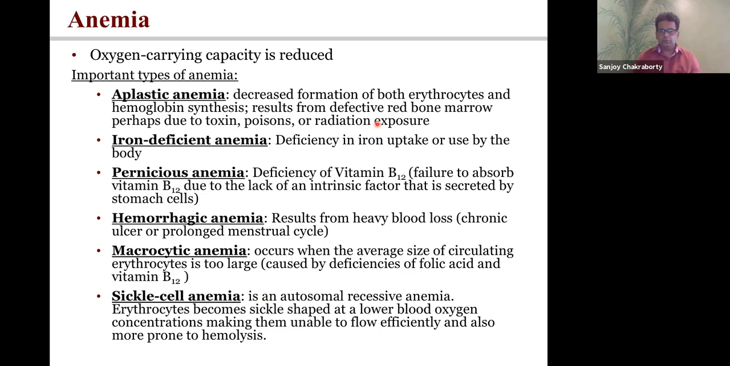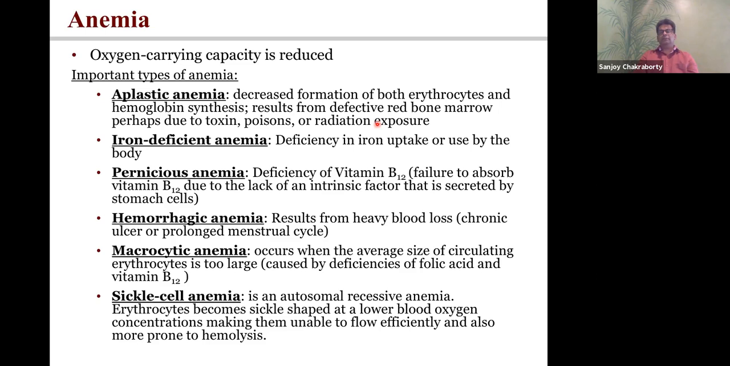Iron deficiency anemia. We know we can use iron to make a heme group. If we do not make a heme group, we cannot make hemoglobin. So obviously a deficiency in iron can lead to anemia. Pernicious anemia, deficiency of vitamin B12.